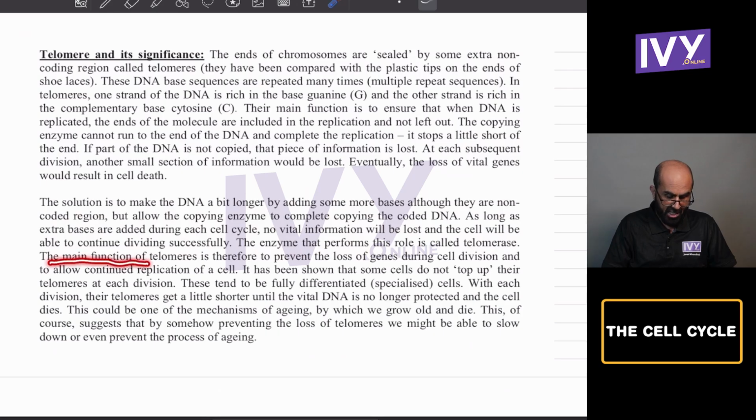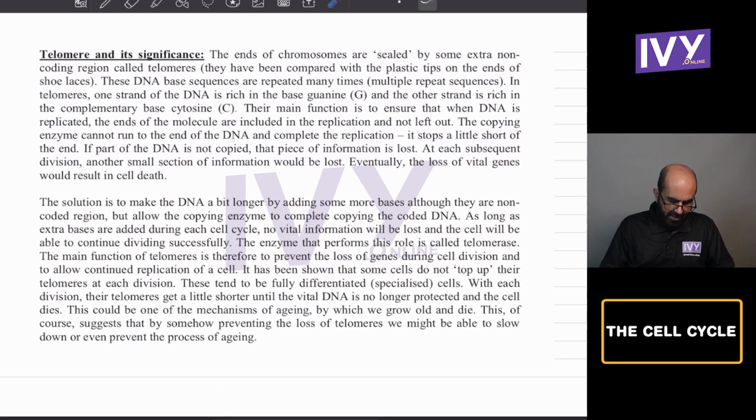Now, what is the function of telomerase? The main function of telomerase is therefore to prevent the loss of genes during cell division and allow the continued replication of a cell. It has been shown that some cells do not top up their telomere. They are not able to top up the telomere. So what will happen? They will die. Like in the specialized cells, when the cells become specialized, they do not undergo cell division because their telomere has been lost.